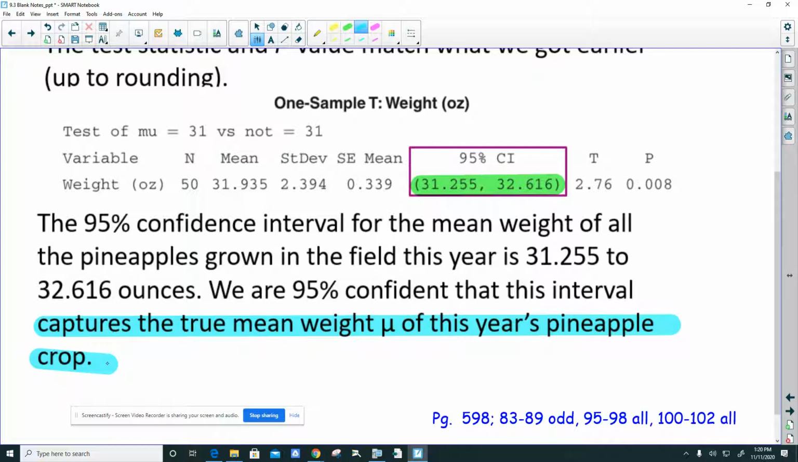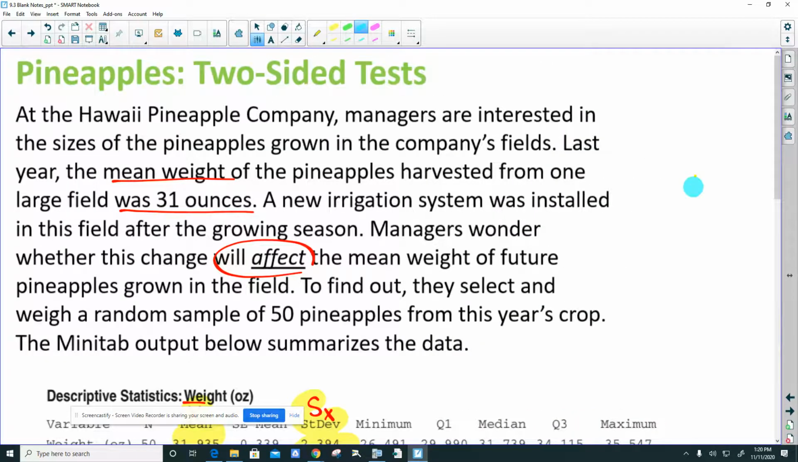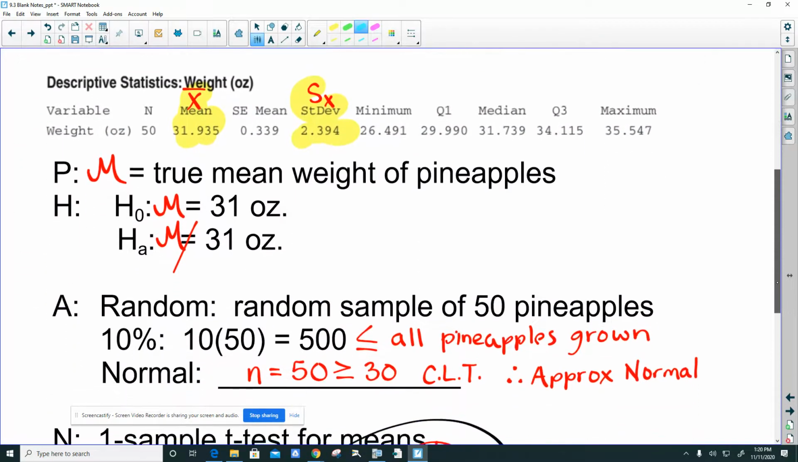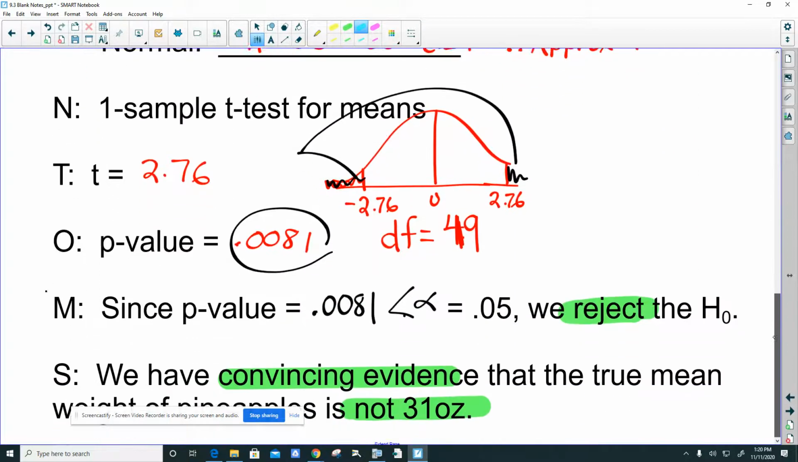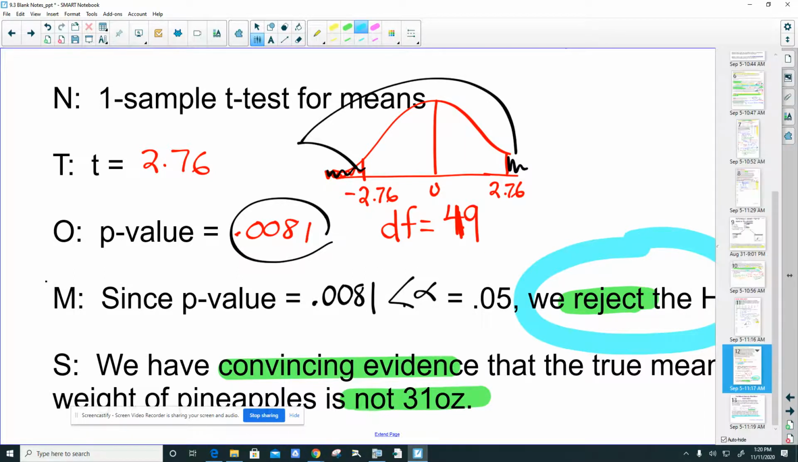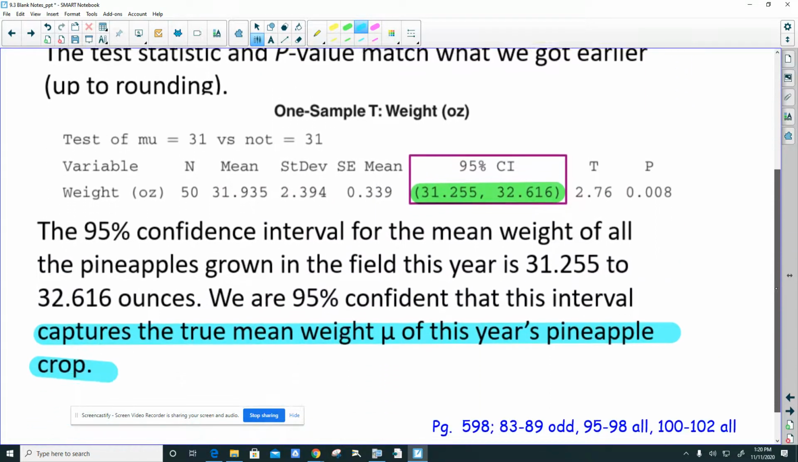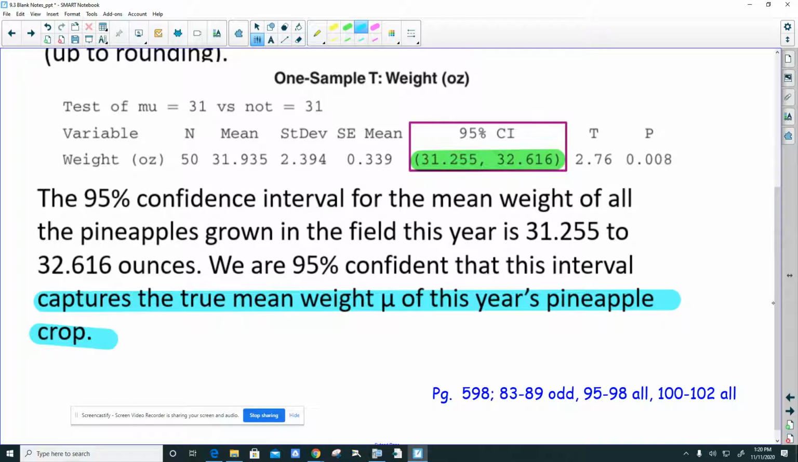Now, let's look back at what we said with the SIG test. With this two-sided SIG test, we were trying to figure out, is the true mean weight 31 ounces, or is it something different than 31 ounces? And we were choosing at the end to reject that the true mean weight was 31 ounces. We were rejecting that. Now look at the confidence interval. Is 31 ounces a plausible value in the confidence interval that we had constructed?